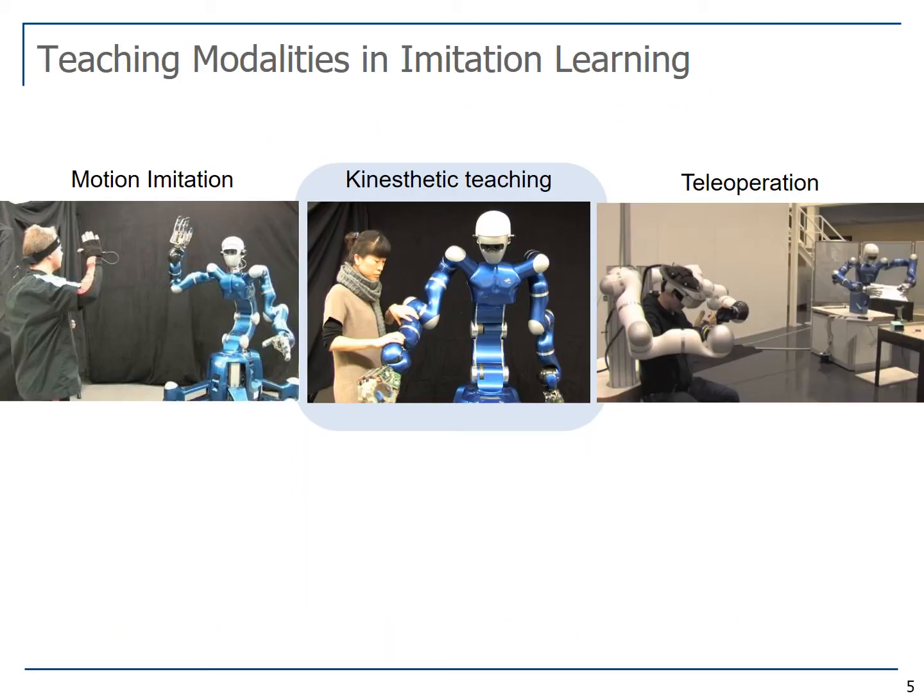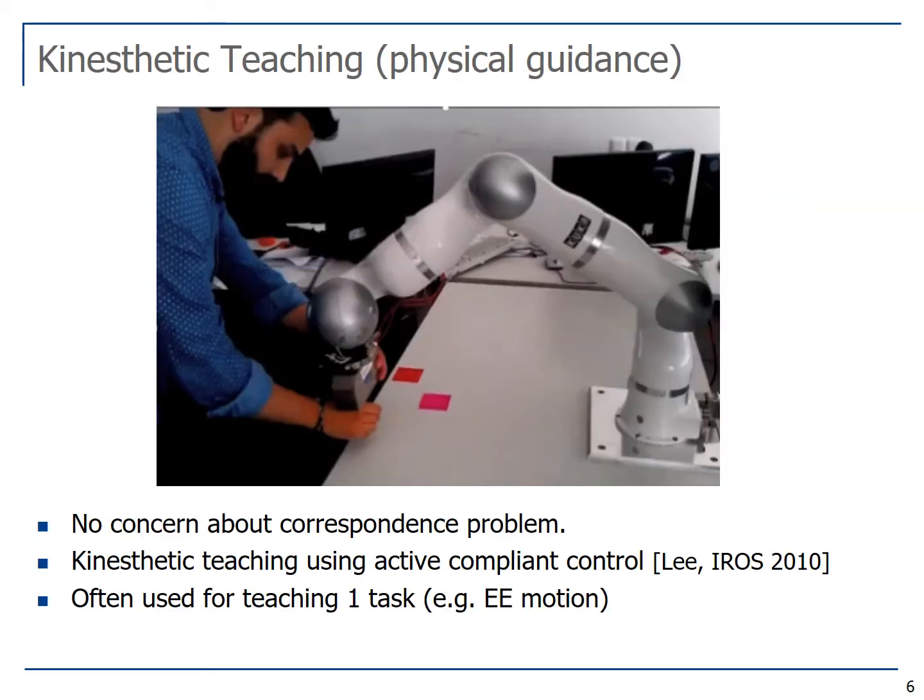This leads us to another approach to learning under supervision, which is called kinesthetic teaching. In this kinesthetic teaching paradigm, the learner does not need to take care of the correspondence problem because the teacher holds the robot body and guides it physically. Kinesthetic teaching is widely used in the research community due to its simplicity in the hardware setting, but it is suitable for teaching only one task, like end-effector motion. It is hard to teach synchronized whole body motion of a high degrees of freedom robot.